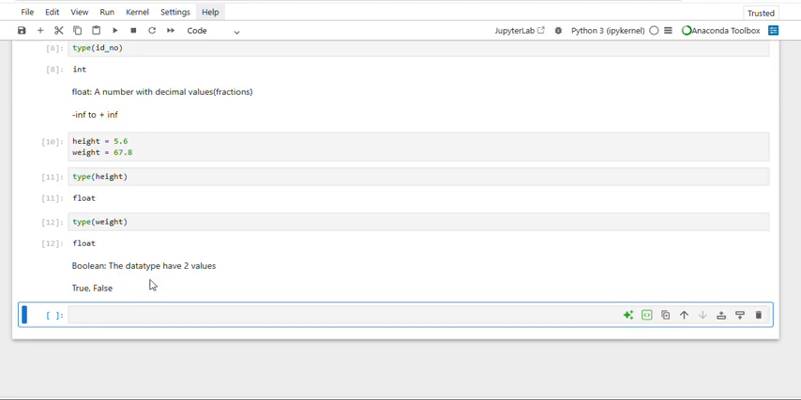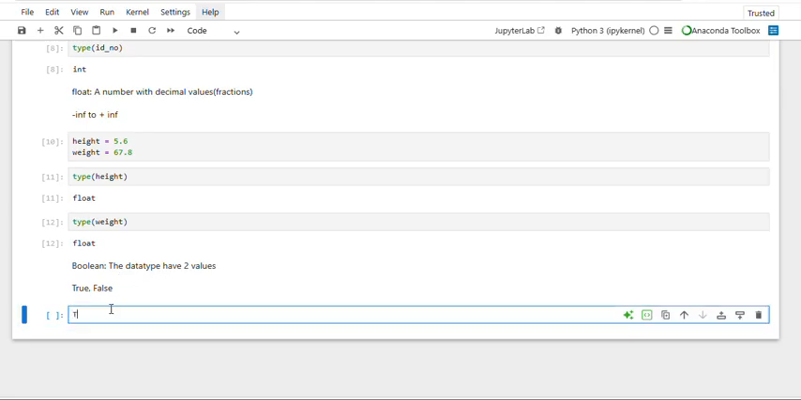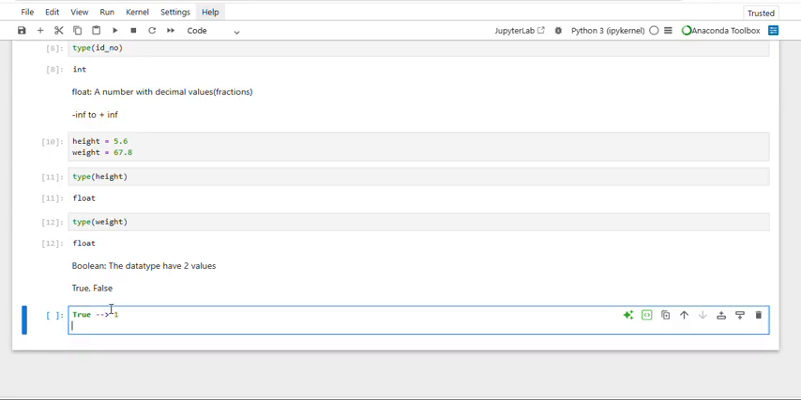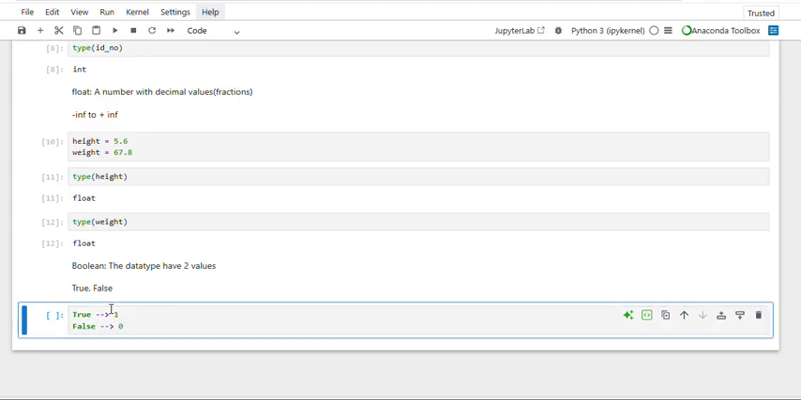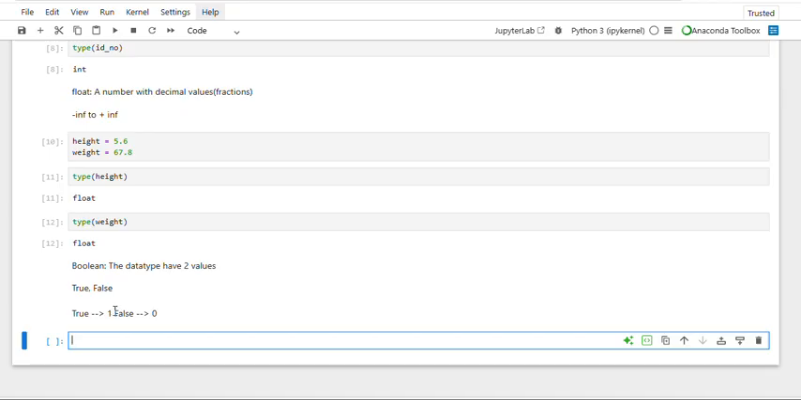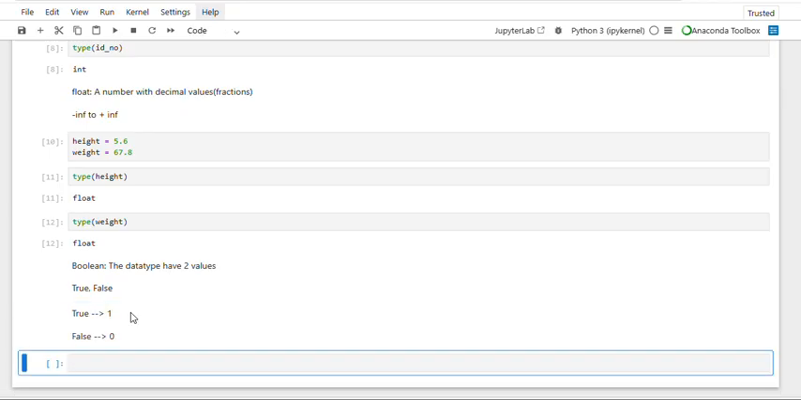So Boolean means it contains only two values. The important thing is that True's internal value is 1 and False's internal value is 0. How can we say this? True is 1 and False is 0.